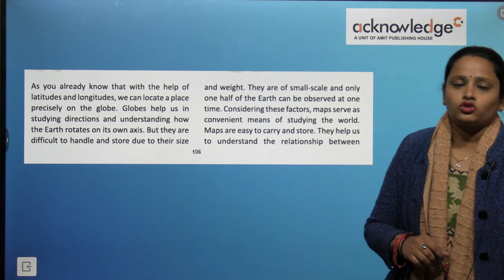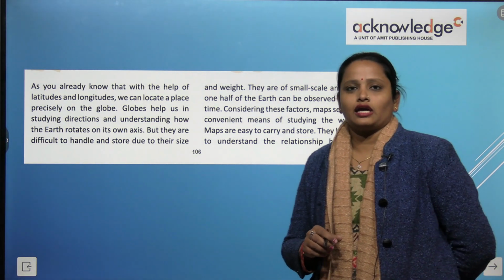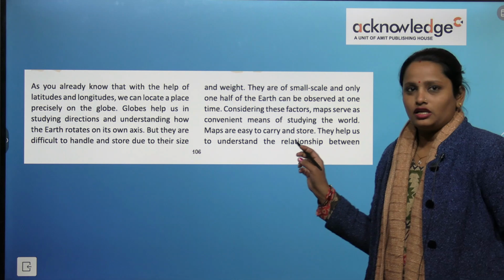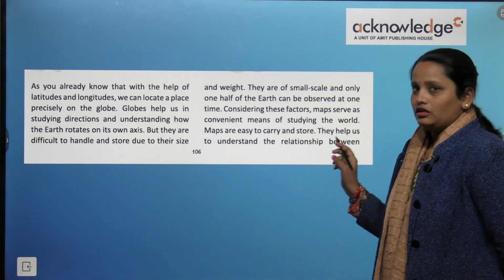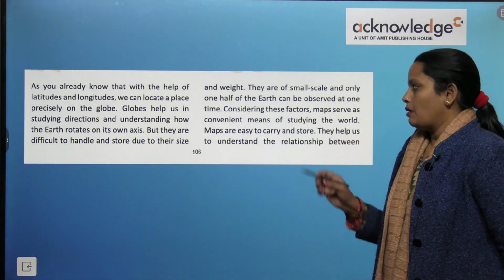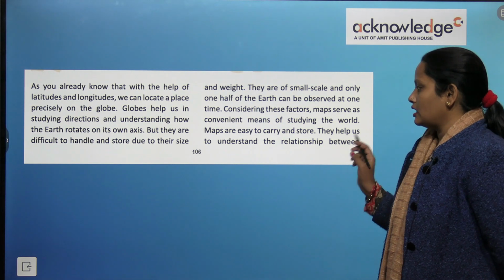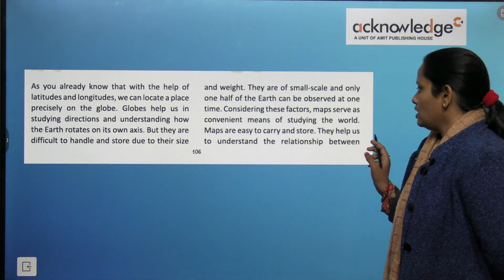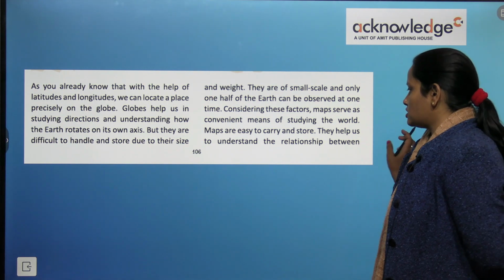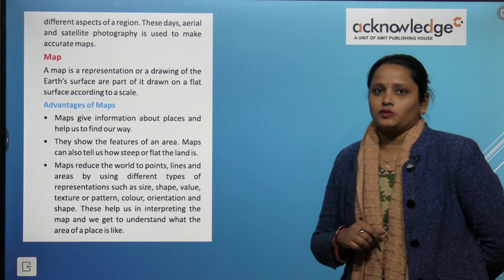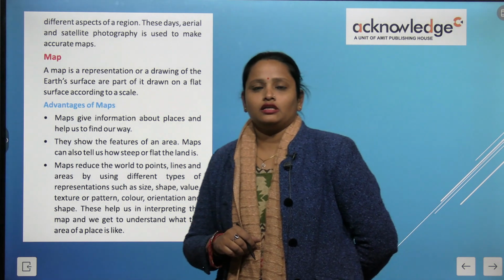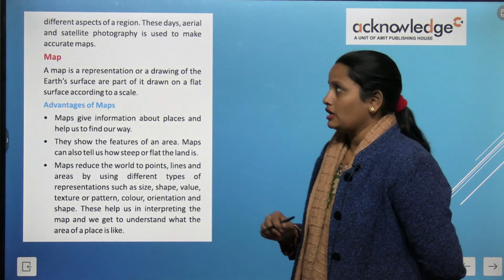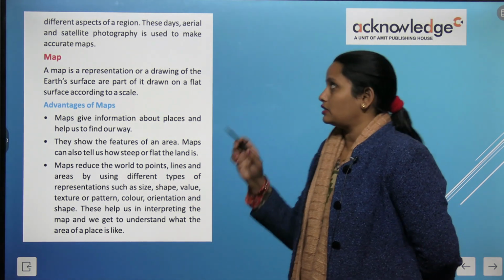सो इन फैक्टर्स को ध्यान में रखते हुए मैप्स बनाए गए जो ग्लोब से ज्यादा कन्वीनियंट थे वर्ल्ड को रीड करने. Maps are easy to carry and store. मैप को हम इजीली कहीं भी कैरी कर सकते हैं, स्टोर कर सकते हैं. They help us to understand the relationship between different aspects of a region. और किसी भी different region के aspects को भी ये easily understand करने में हमारी help करती है.